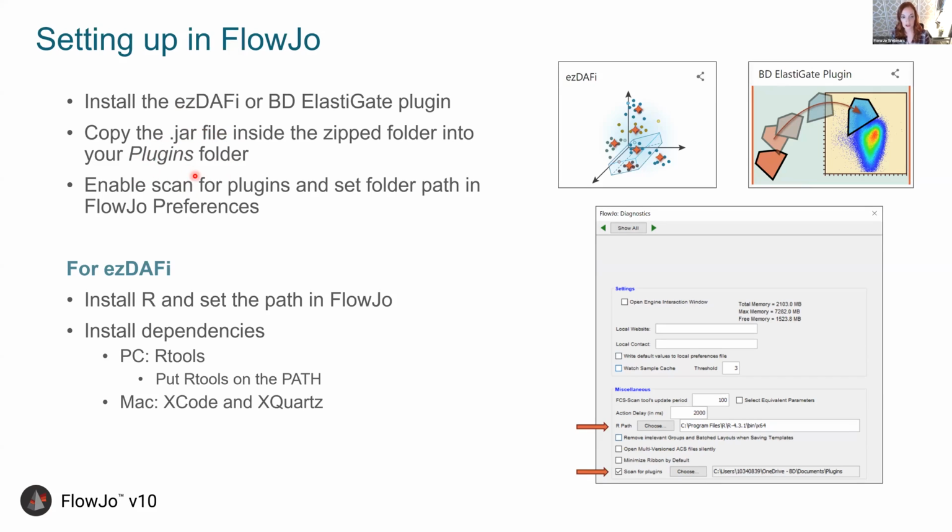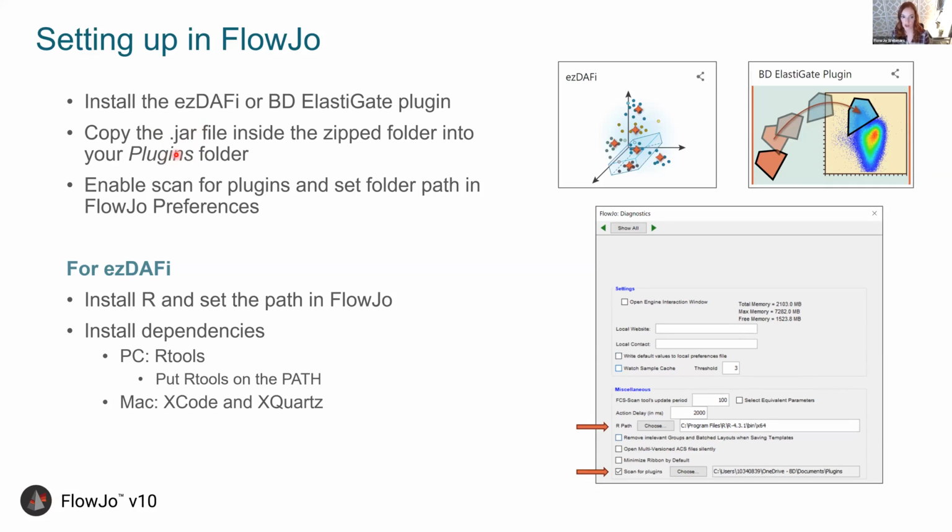Now on a PC, you get a plugins folder made for you in your program files when you install FlowJo. So you could just use that, or you can create a folder somewhere locally on your computer, name it plugins, and then put your jar files inside there. On a Mac, you can create a folder in your applications and call it plugins.